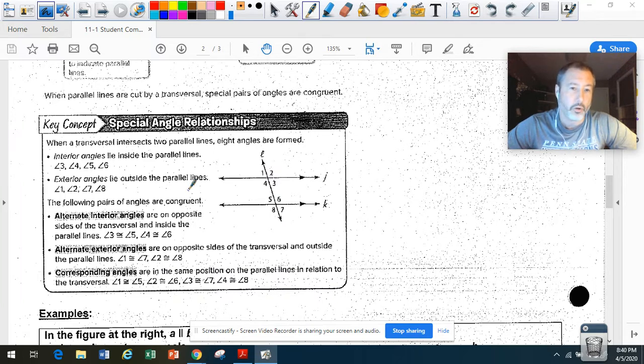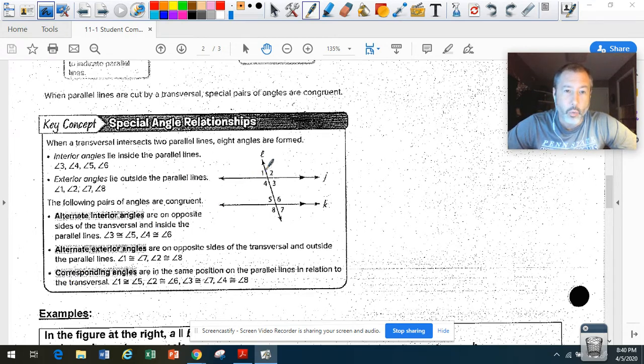So we have those. Now, let's look at what we have here with corresponding. Corresponding angles are in the same position on the parallel lines in relation to the transversal. That's a lot of information. Basically, what we're saying here, one is inside and one is outside the parallel lines, and one is hooked to one line and one is hooked to the other line. So let's take a look here.